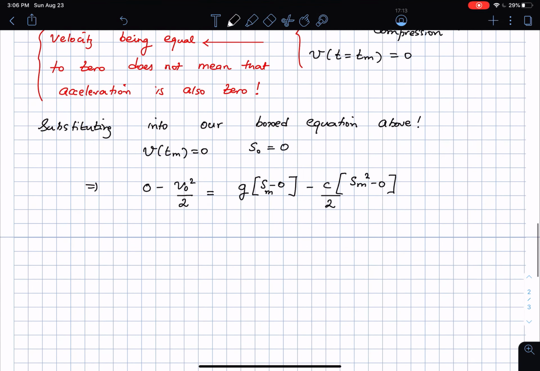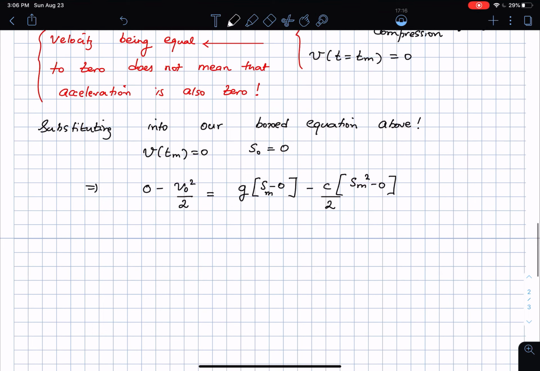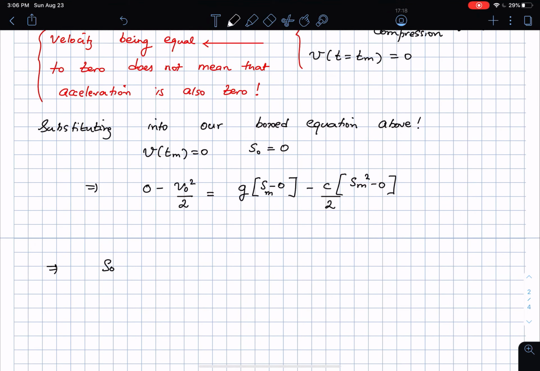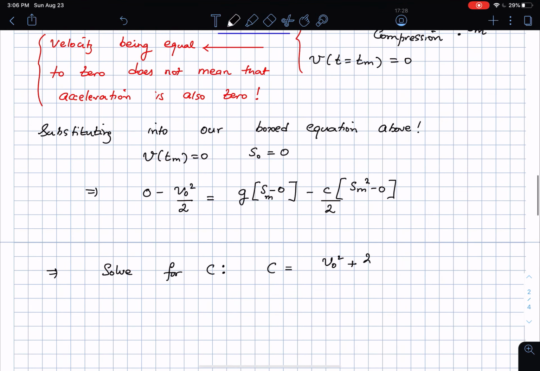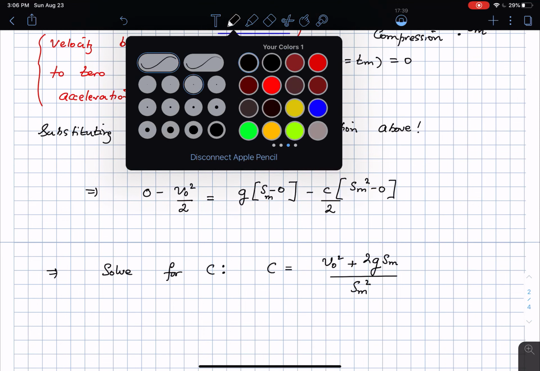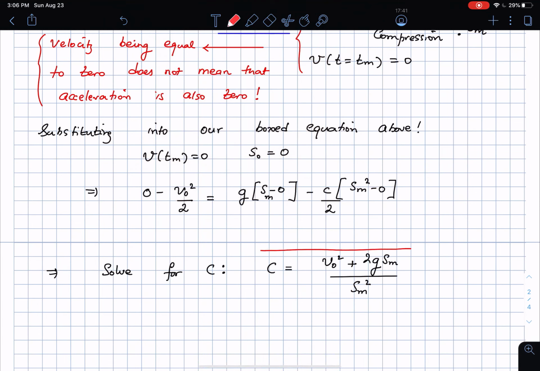Do not forget that factor of 2, which means that I can solve for C. So solving for C, I get C as the following. It's going to be V naught square plus 2G times Sm, all of this divided by Sm square. And this is the answer that we expect.